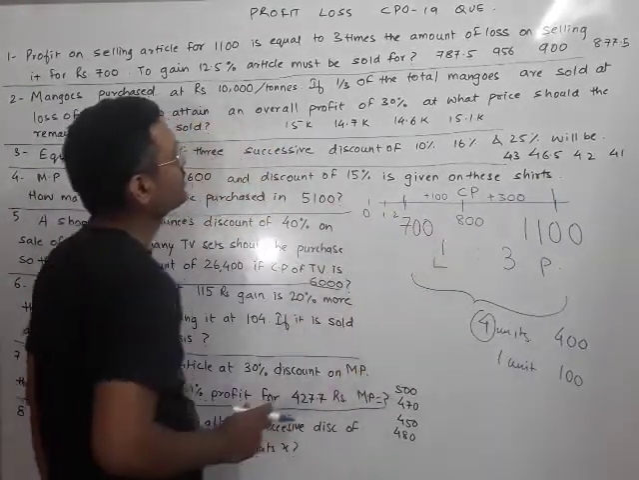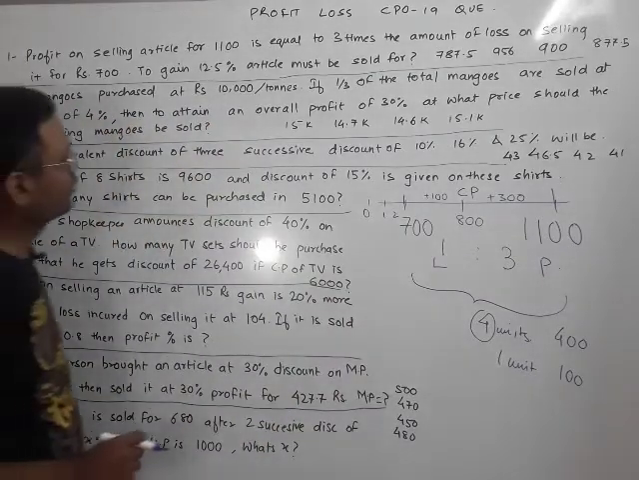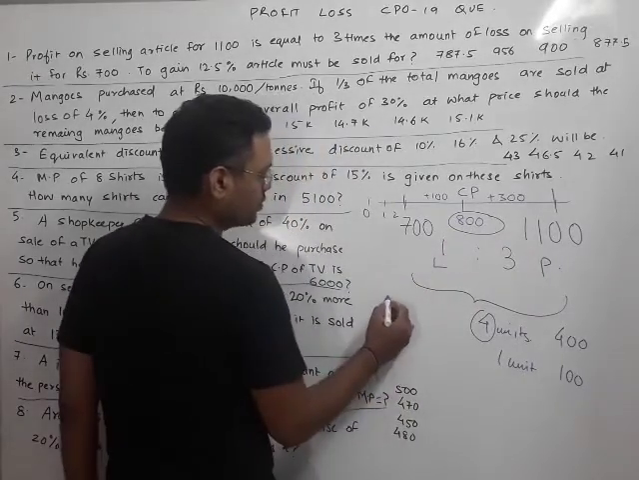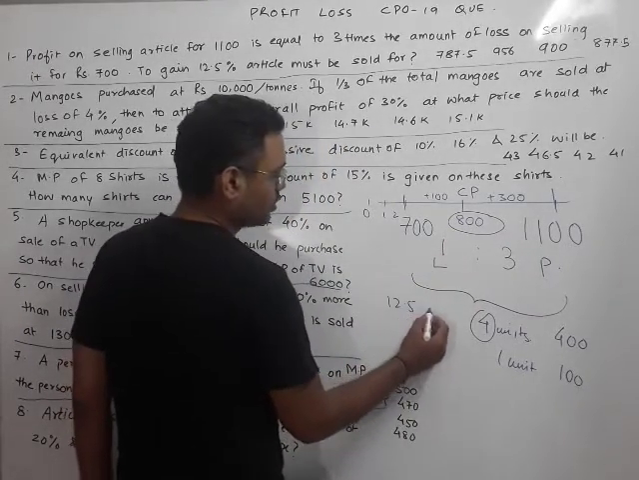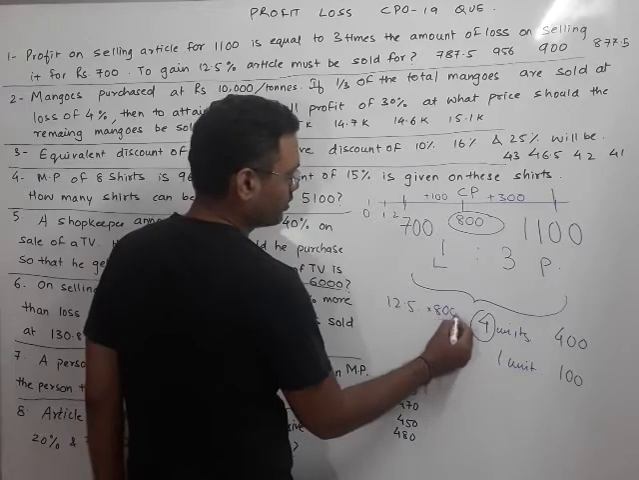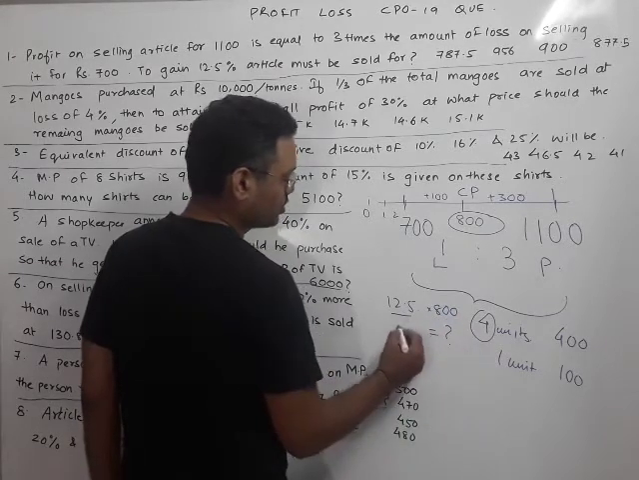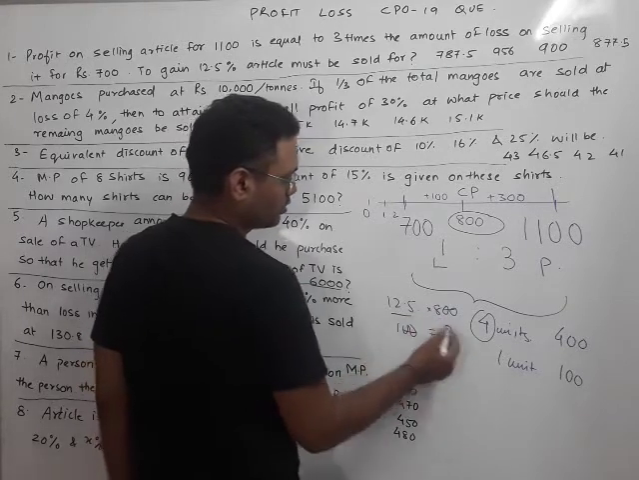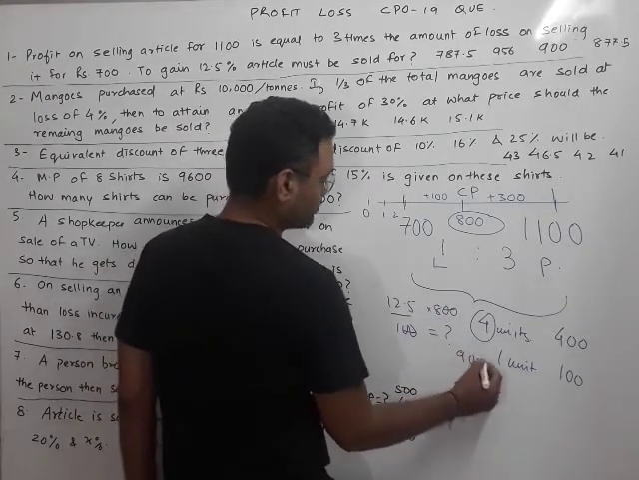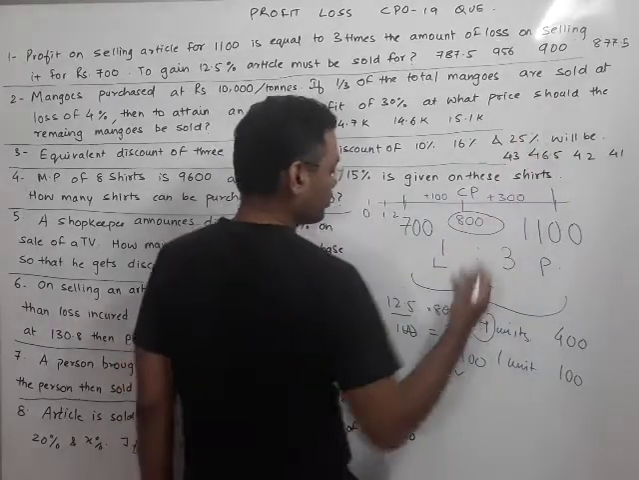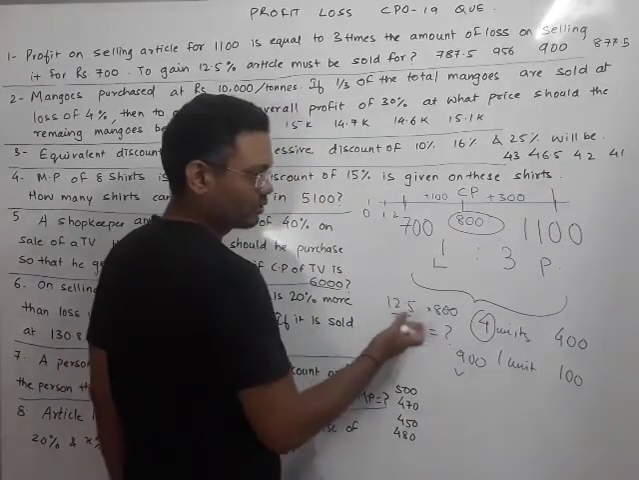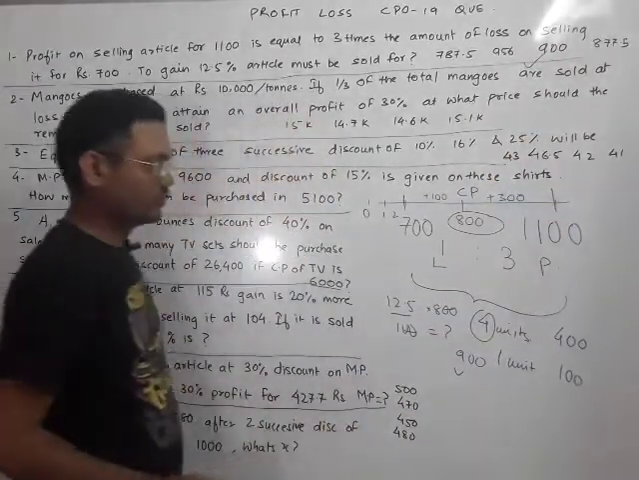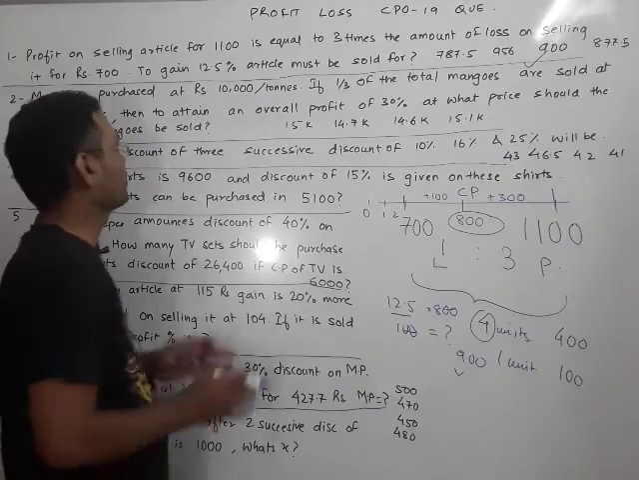Now what they are asking is to gain 12.5%. On this I need 12.5%. So 12.5% of 800 will be how much? You can calculate it. It is 900. No need to apply DS in such things. At least you can multiply it directly and don't get confused.